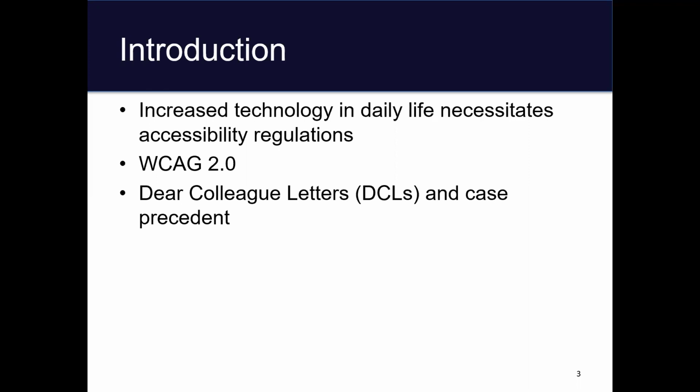And then in January of 2018, the US formally adopted the Web Content Accessibility Guidelines version 2.0, also known as WCAG 2.0, as its information and communication technology accessibility standard. And these guidelines were appended to Section 508 of the Rehabilitation Act. This amendment, combined with dear colleague letters and case precedent, has introduced this question of how organizations, whether federal, state, public, or private, can adhere to this standard.